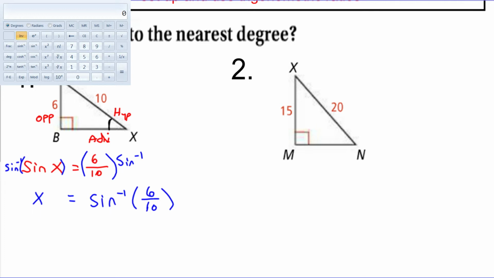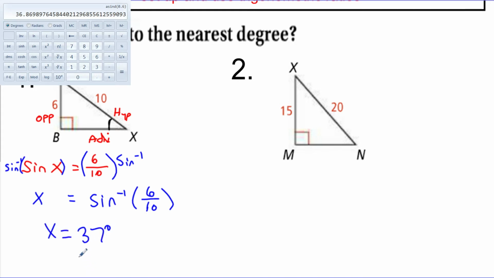All right, I'm going to go to my calculator and type in 6 divided by 10, which is going to give me the decimal version, right? And then I'm going to say I would like to know the inverse sine of that. And it's telling me about 37 degrees. If I round to the nearest whole degree, x is going to be about 37 degrees.